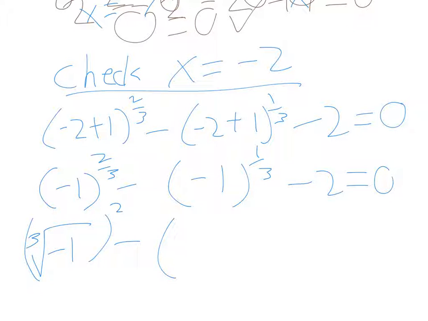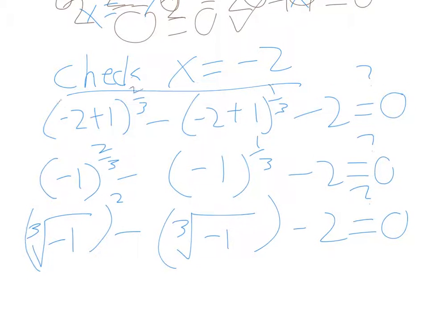And then we take the cubed root of negative 1, since we have negative 1 to the 1/3 power, then minus 2. We're seeing if it equals 0. We don't know if it equals 0 yet, so that's why I'm personally putting the question marks.